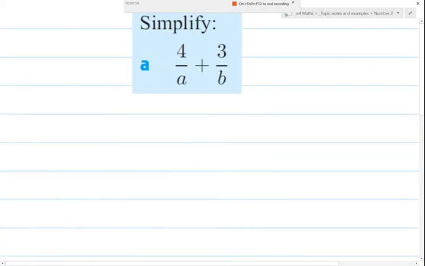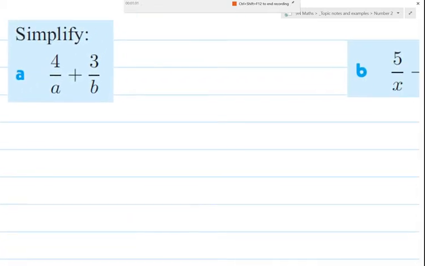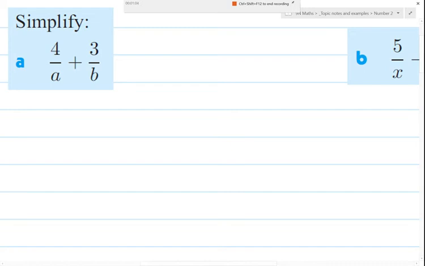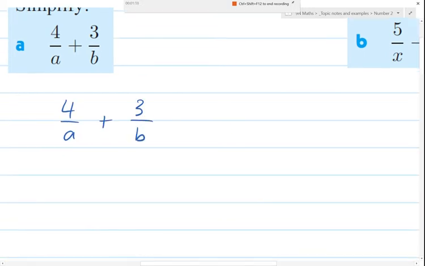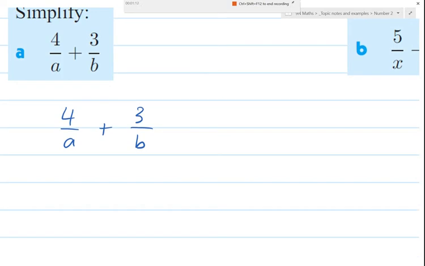Okay, let's have a look at our next example here. So our first step, like with the other one, is to copy out the question. It's very important that you copy out the question. And the next step is to find a common denominator. Now, there's no number that we can think of that a and b both go into.